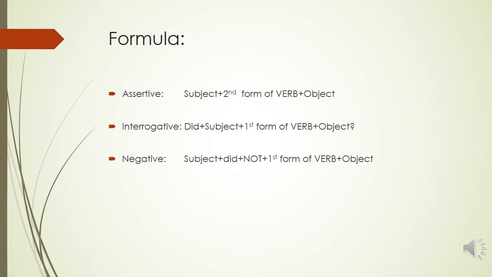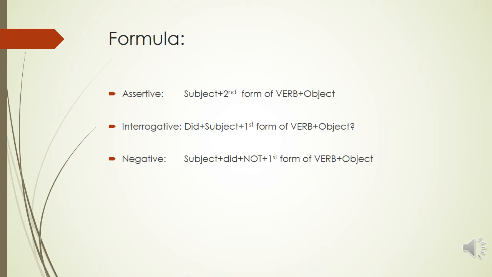In an interrogative sentence, we write did, then subject, then first form of verb and object. The rule is, whenever you are writing did in your sentence, you don't have to write the second form of verb, because did is already indicating that the sentence is in simple past tense. So we don't have to write two things in a sentence to show that it is in simple past tense.